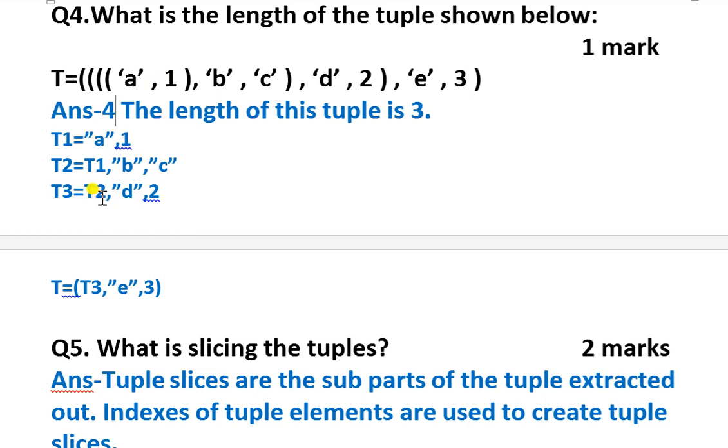Now T3 is T2, then D and 2. Now T4 is T3, then E and 3. So a total of 3 tuples are there. That's why the length is 3.